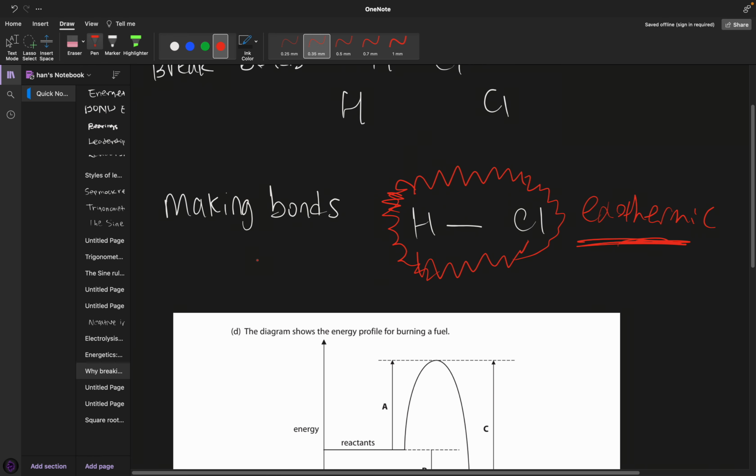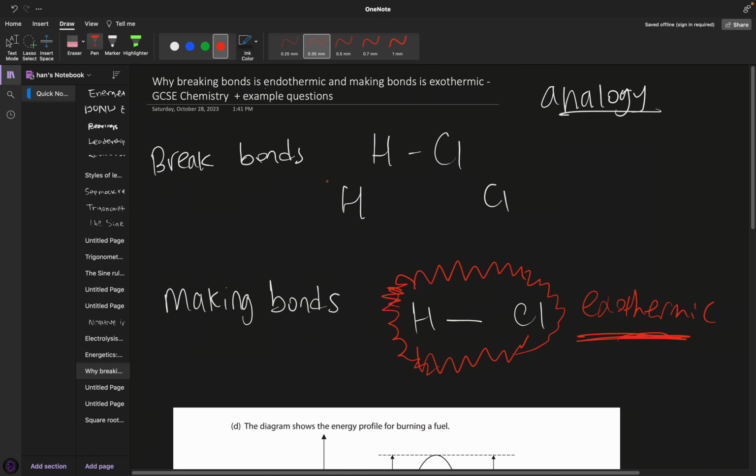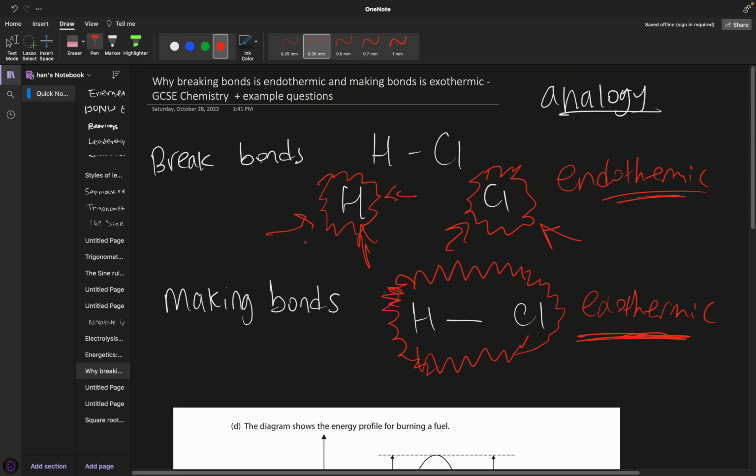So breaking bonds: they used to share their energy together, but now this bond has been broken. There is no bond between them anymore. So hydrogen has to make its own heat source, and chlorine also has to make its own. That means they're both going to be really cold, so they need additional sources of heat. That's why it's an endothermic process: they take in heat and energy from their surroundings to keep themselves warm, because now they don't have each other to rely on.